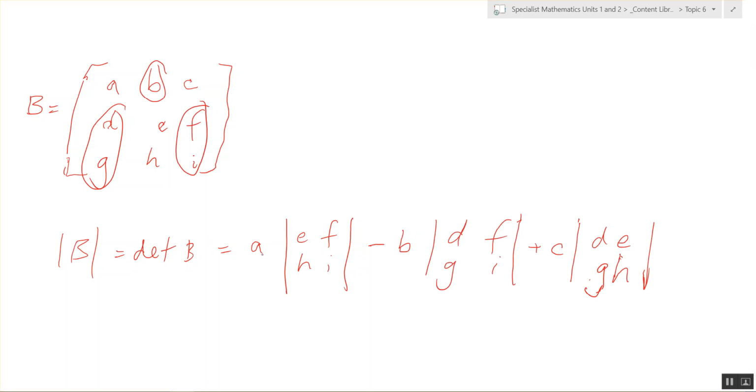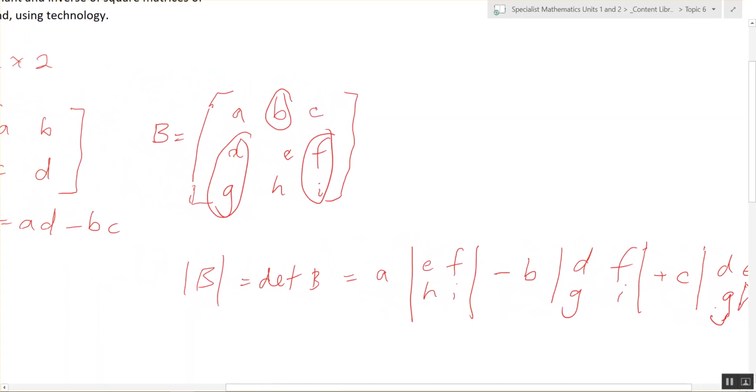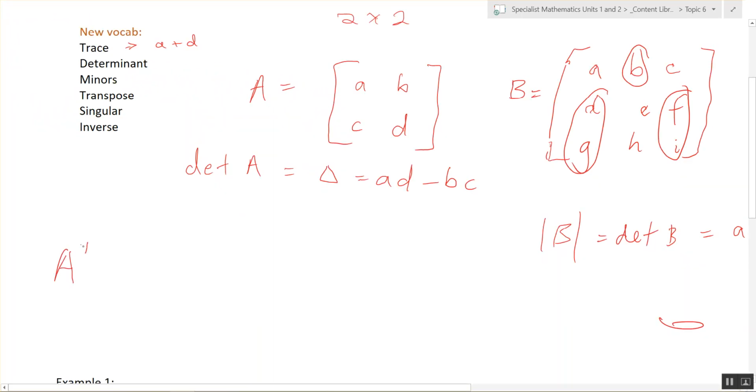And then you would do the big equation underneath: A times the determinant of that little matrix, the minor matrix, minus B times the determinant of that second minor. Does that kind of make sense? We're getting a bit advanced. And they put like a little T, right?